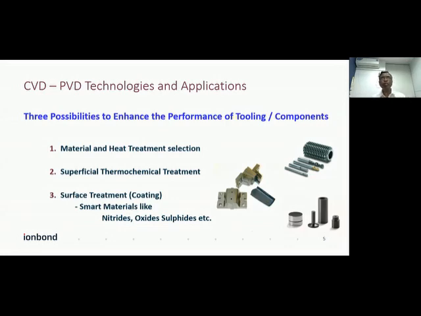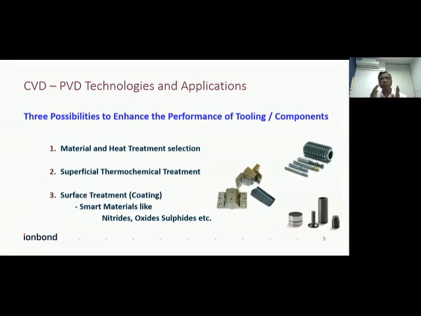Once we have the proper material and the proper heat treatment, then we can look for the superficial thermochemical treatment, which gives improved properties at the surface level, up to say 100 microns, 200 microns, 300 microns. We will have better surface properties than the core. Those properties can be achieved through a nitriding process or boriding process and other treatments.